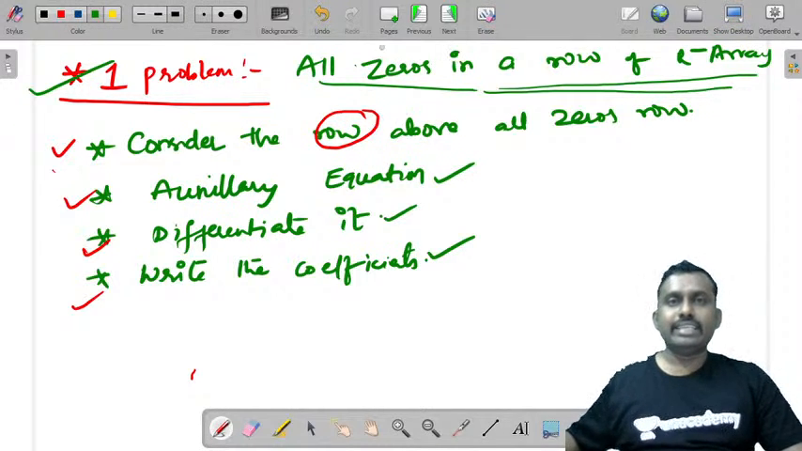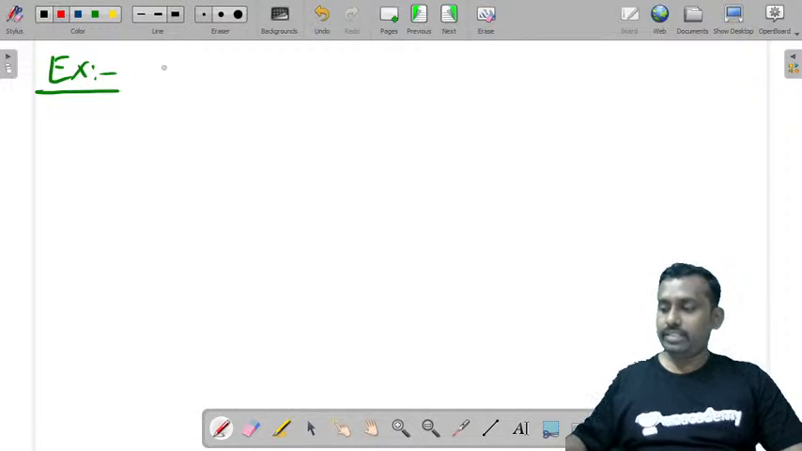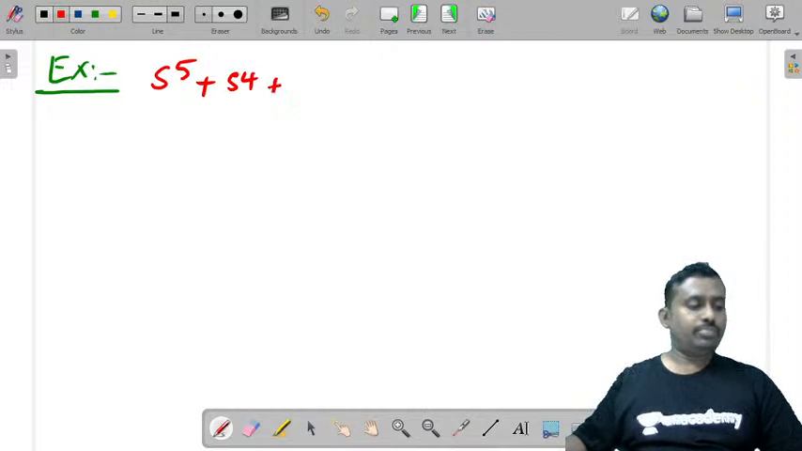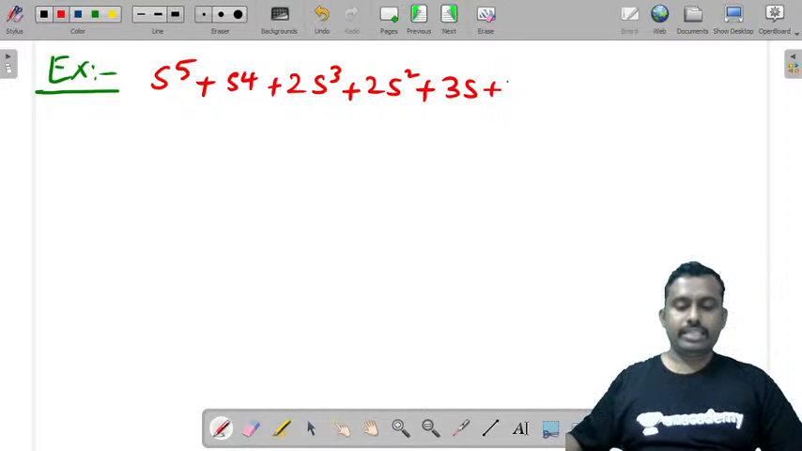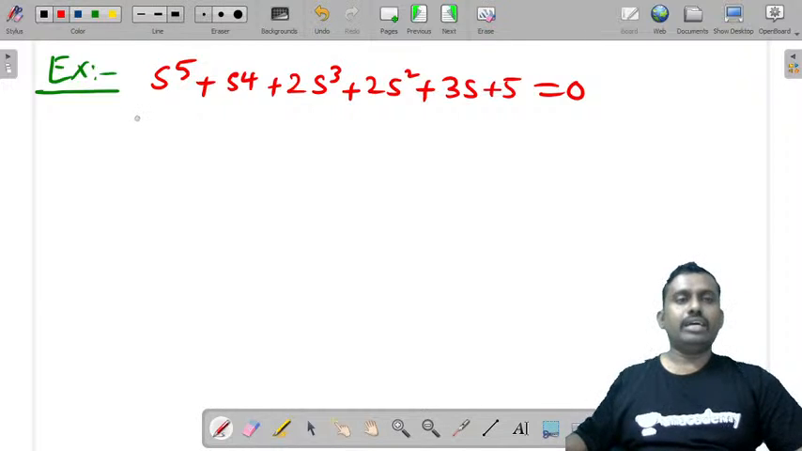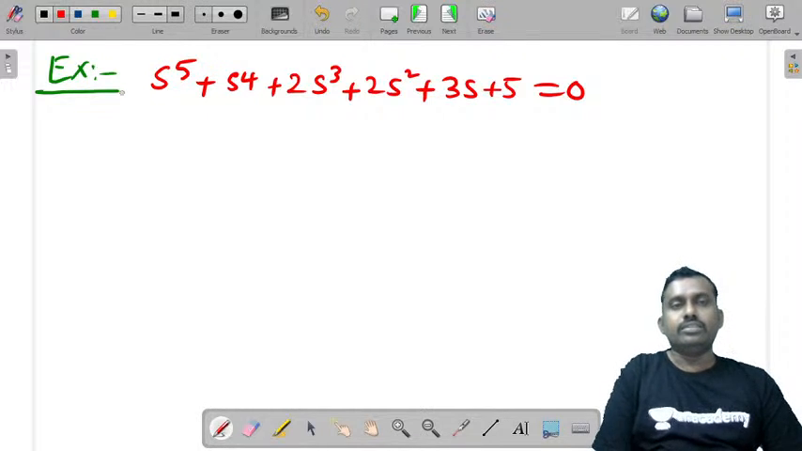Now, let me take you to the next example. Let us consider one more example. Let's say s^5 plus s^4 plus 2s^3 plus 2s^2 plus ks plus 5 is equal to 0. This is a given characteristic equation, and we are asked to comment on the stability of the system and find the number of roots on the left and right half of the S plane. How are we going to do this?